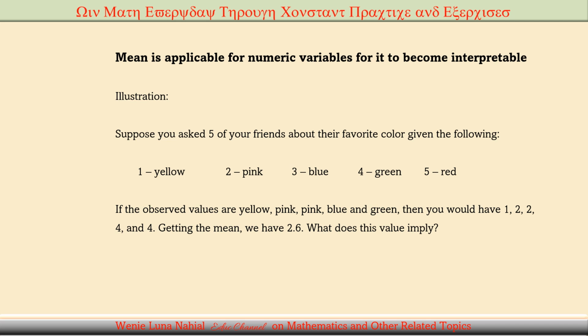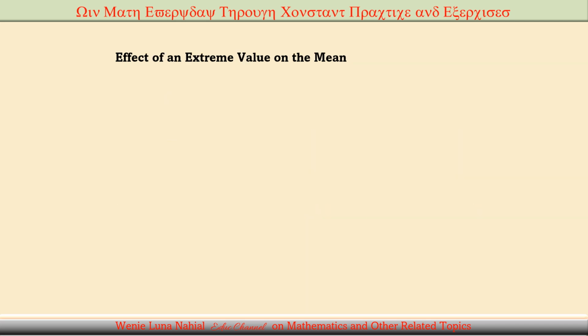So there's nothing we can say about the value 2.6. It's so hard, or we cannot explain what this mean value stands for. So this is a proof that mean is applicable only for numeric variables. Now, effect of an extreme value on the mean. So this is also one of the properties of the mean.